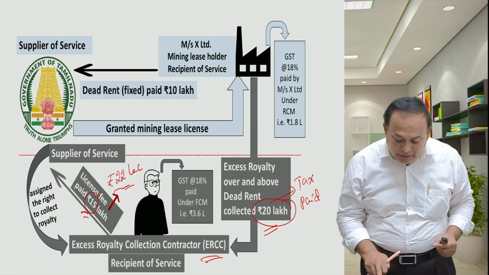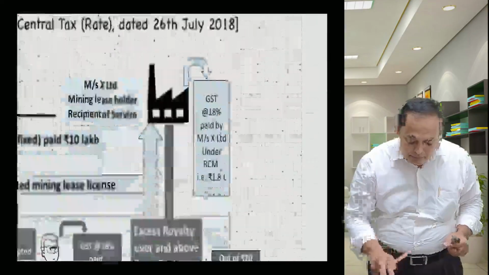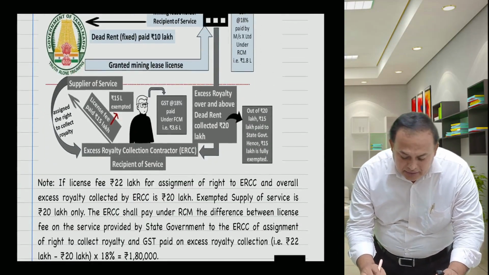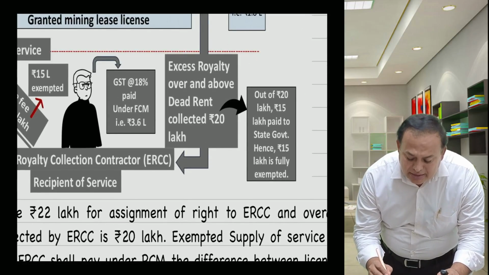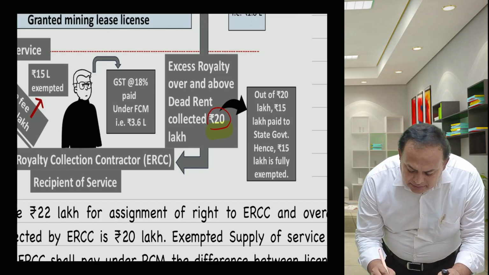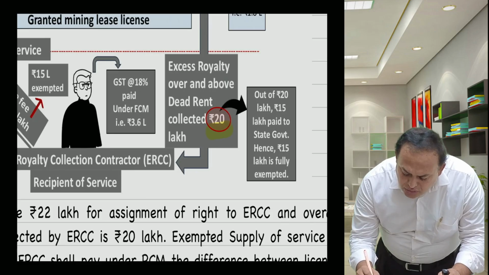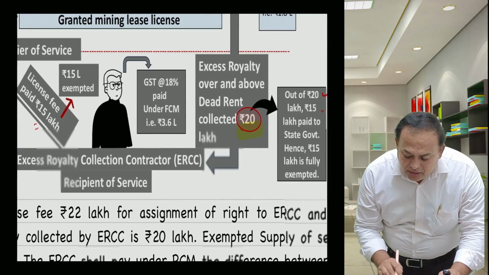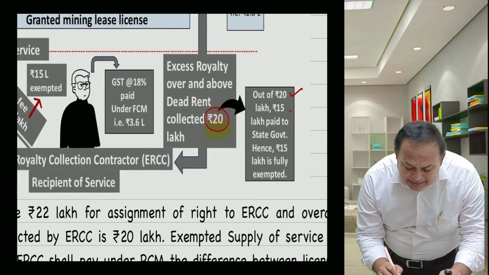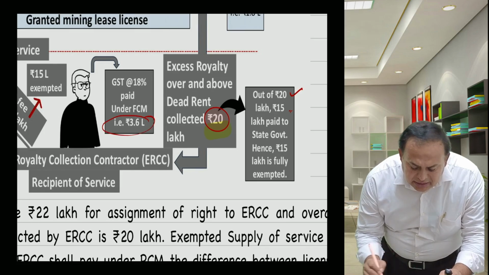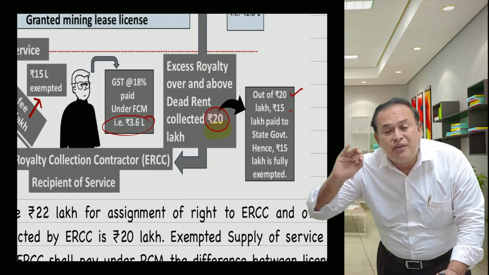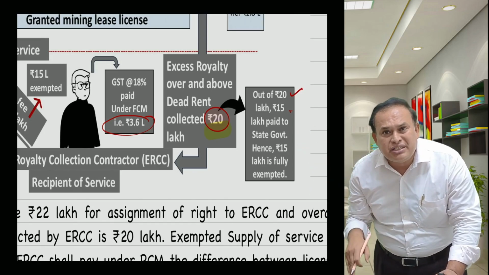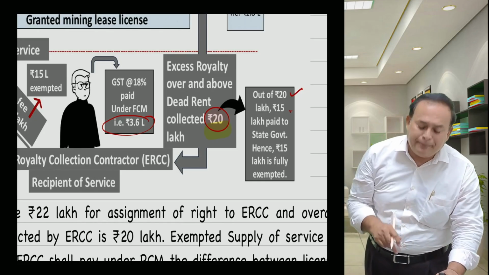This is what I referred to you here also in the material. I said here, simplified approach. Look here. Everything is the same. Excess royalty collected by ERCC, 20 lakhs. Out of 20 lakhs, 15 lakhs of license fees. Therefore, ERCC is paying the GST on the entire 20 lakhs, which is 3.6 lakhs. Out of the 20 lakhs of consideration, 15 lakhs license fee is paid to the department, which has already suffered GST. Therefore, it is exempted. 15 lakhs exempted.